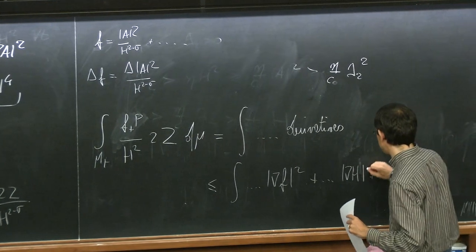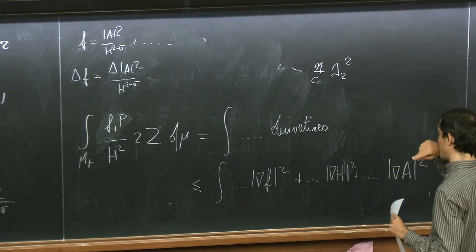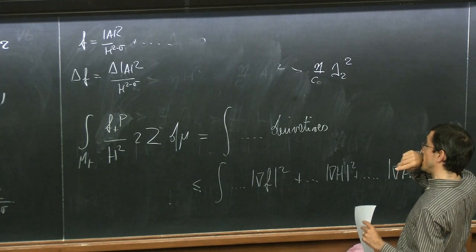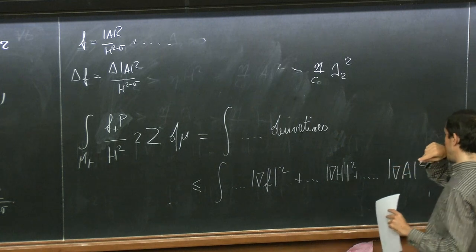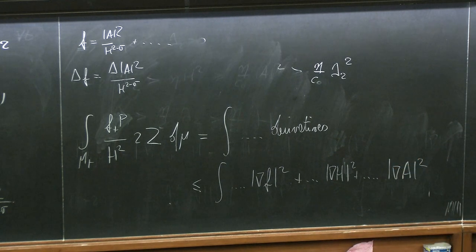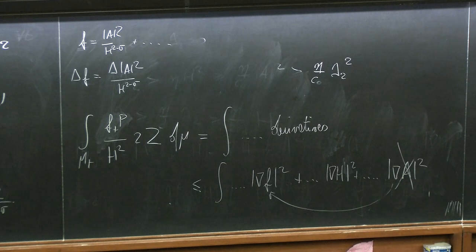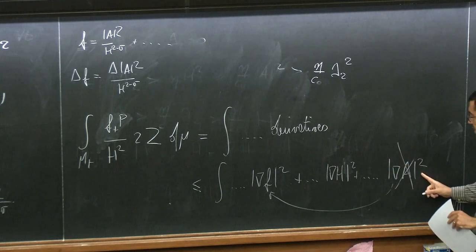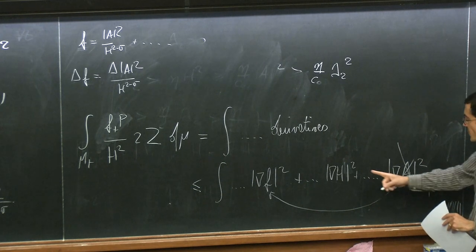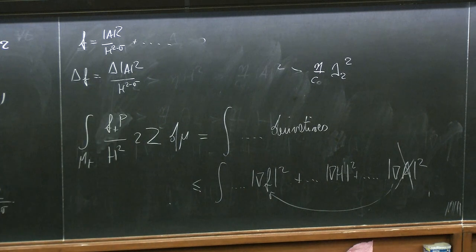But gradient a square can also be somehow turned into some gradient f, so you can get rid of these terms, and therefore you are left with something which we can estimate in principle. Of course, I'm skipping the details, so things are technically more complicated than I'm saying now.